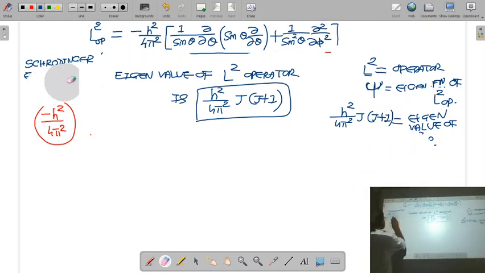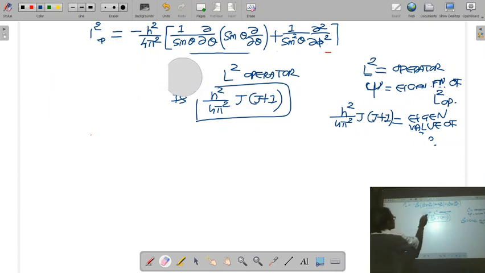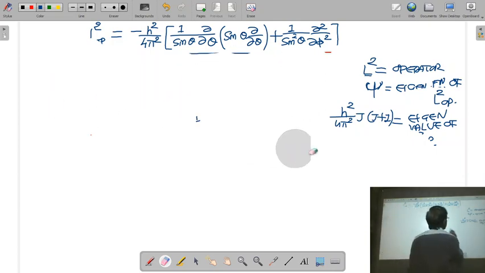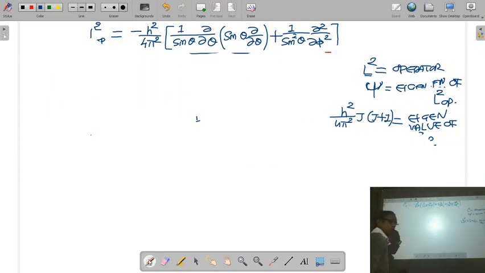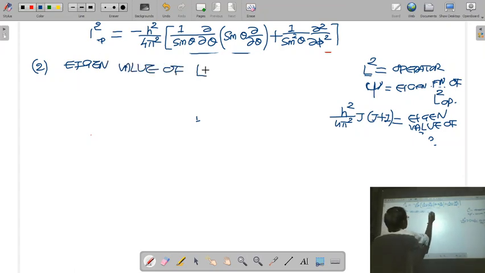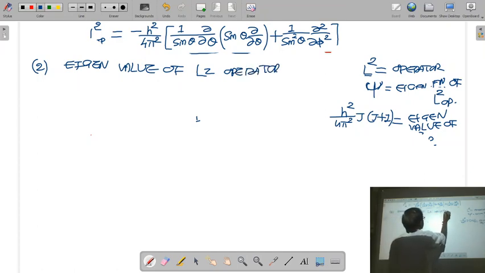Similarly, you can obtain the second calculation. You can obtain the eigenvalue of Lz operator. It is very simple. So I quickly obtain the eigenvalue of Lz operator.